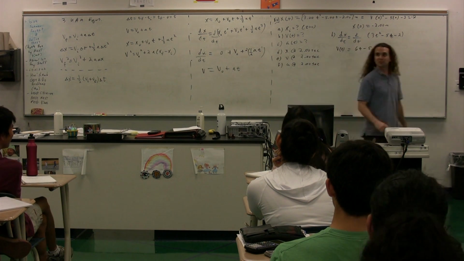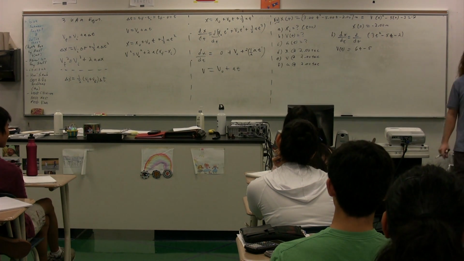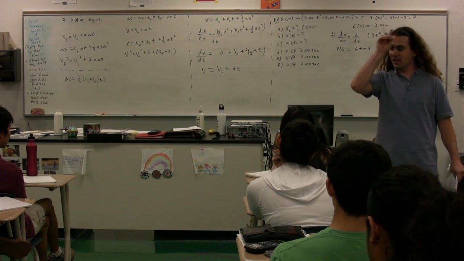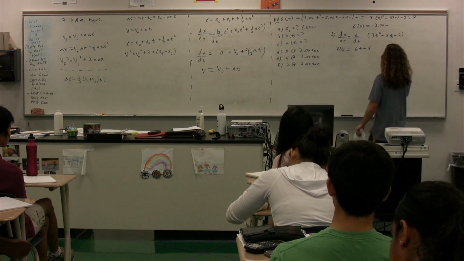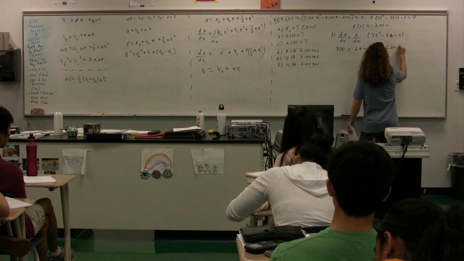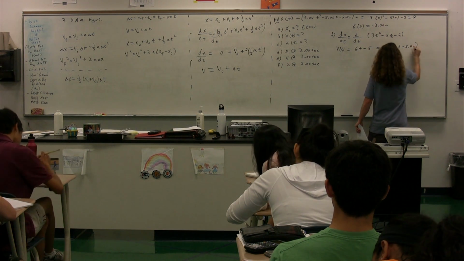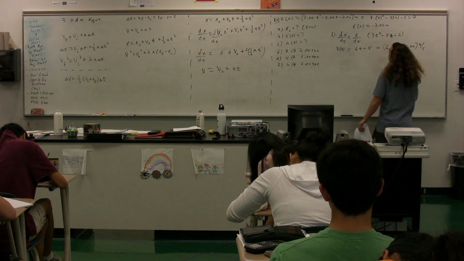What's wrong with this answer? Sig figs. What else is wrong with this answer? Connie? Units. We need two different things: dimensions and sig figs. 6.00 t minus 5.00 meters per second.